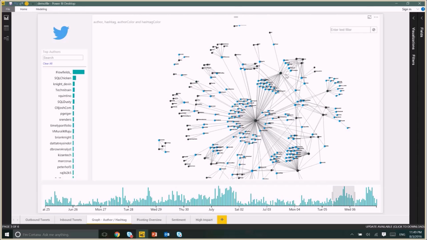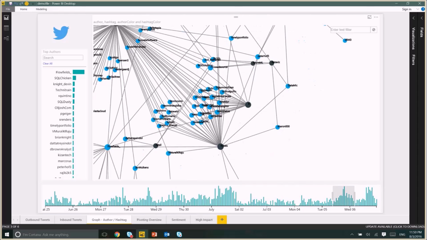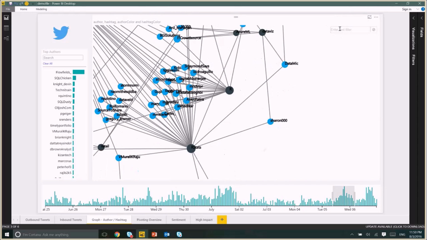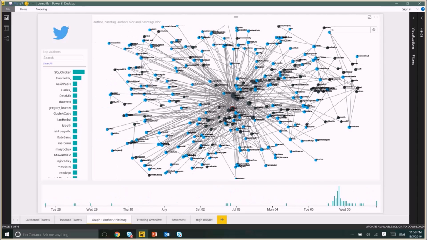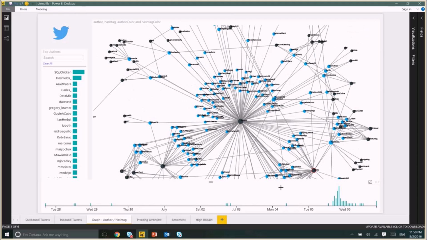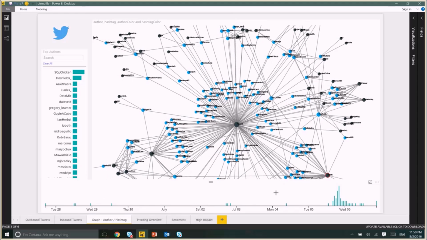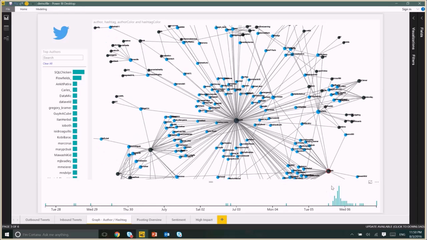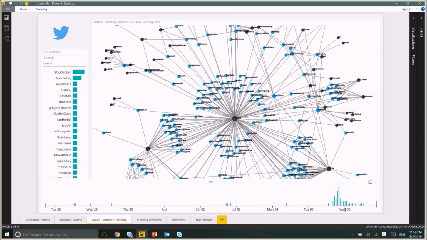If I drill into one of these clusters and use my text filter, I can actually see that the topic people are talking about is R stats. And I can click on this node to cross-filter my time filter at the bottom. What's interesting over here is that I can see that over time, not many people were talking about R stats until this very point in time over here. So something interesting must have happened at this point in time.